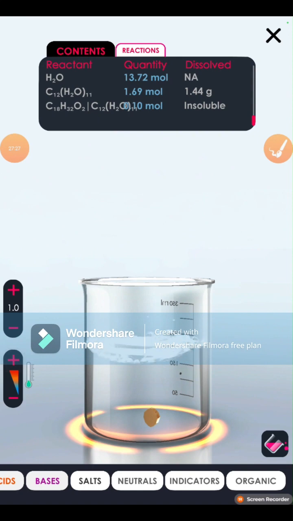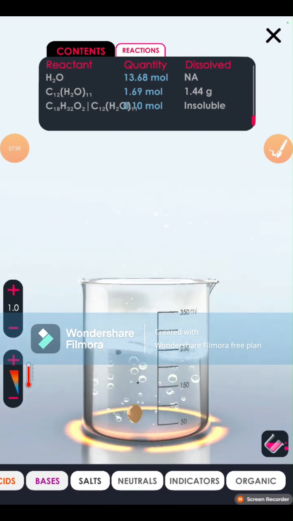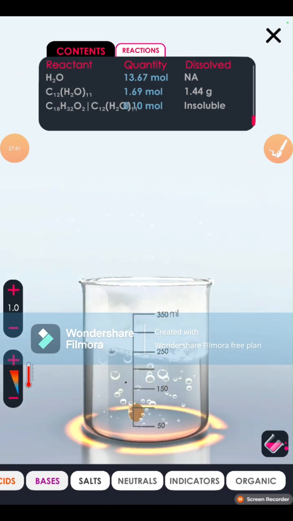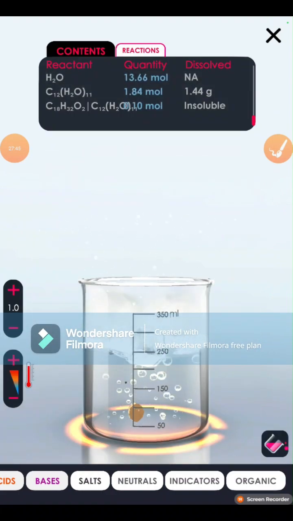Now let's start heating it over here. As you can see, it's saturated. Now let's make it a supersaturated solution. Let's add this, and let's add sugar.